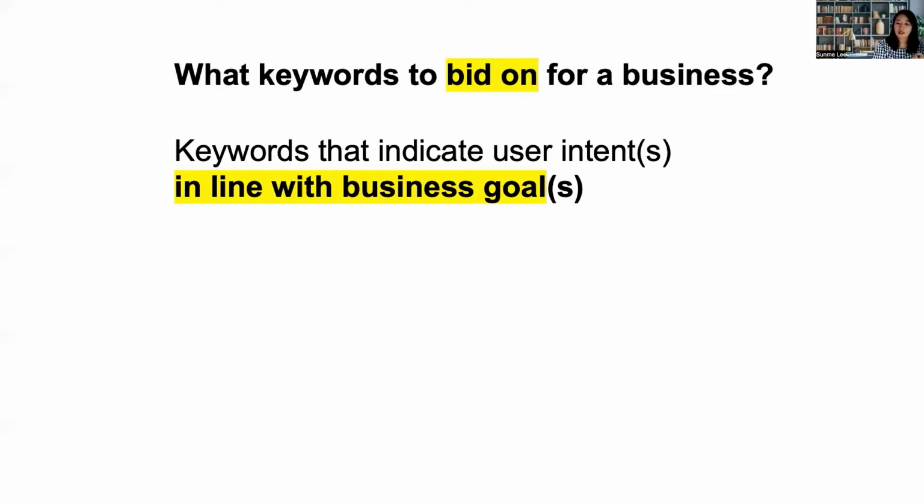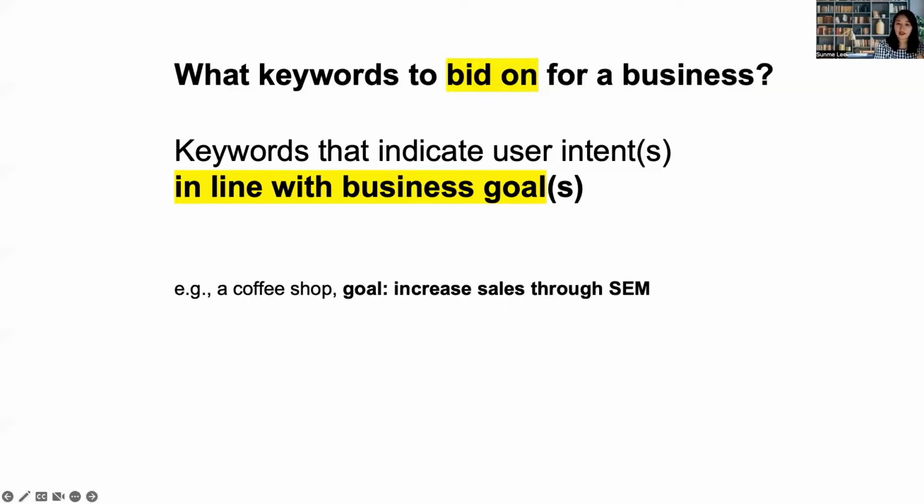Let me give you one example. Let's say you're a business that runs a coffee shop, and when users search about the coffee shop, your goal is to increase sales. So probably you want to bid on these keywords. And then also, what are those potential keywords? Those who plan to buy coffee might have purchase intent, so you only want the people wanting to buy coffee to see your ad. So what kind of keywords can you have?